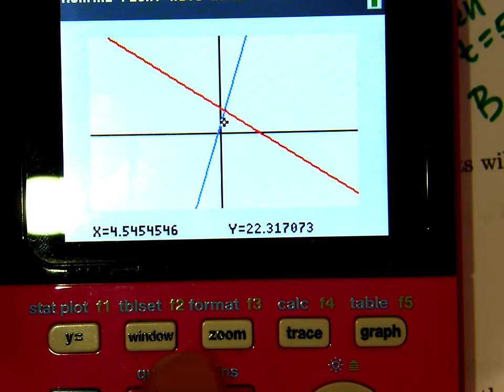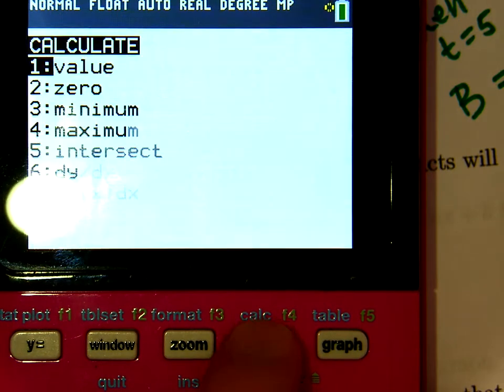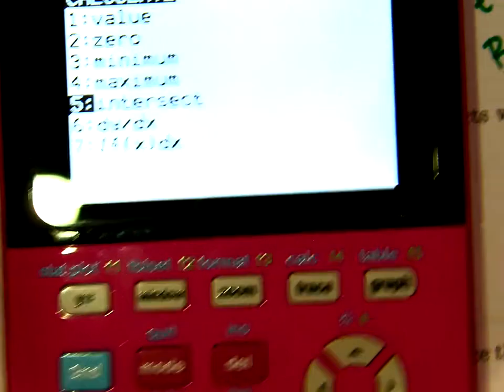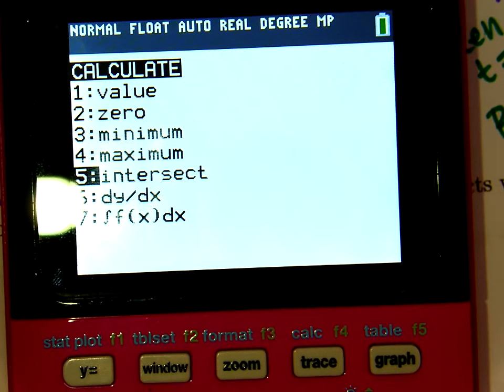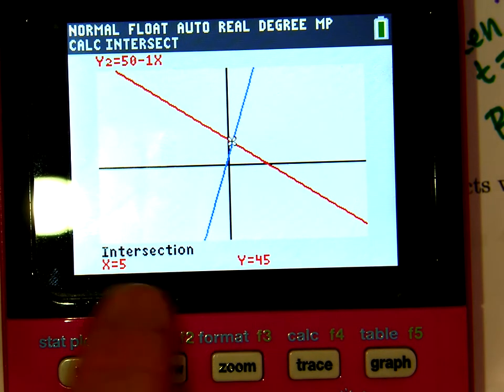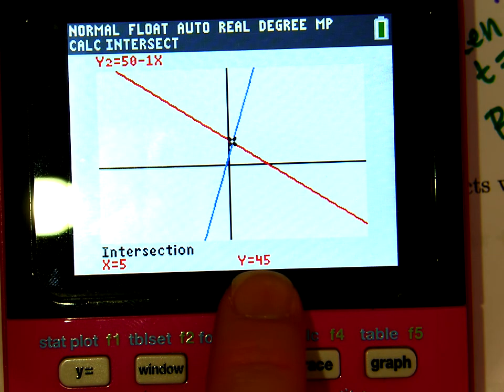So here we go. I'm going to go second, calculate, and notice here's number 5 where they intersect. We've done this before. Hit enter. First curve, yes. Second curve is the red one. Guess, sure. And there is our intersection. And so notice it says x equals 5, and when x equals 5, y is 45.